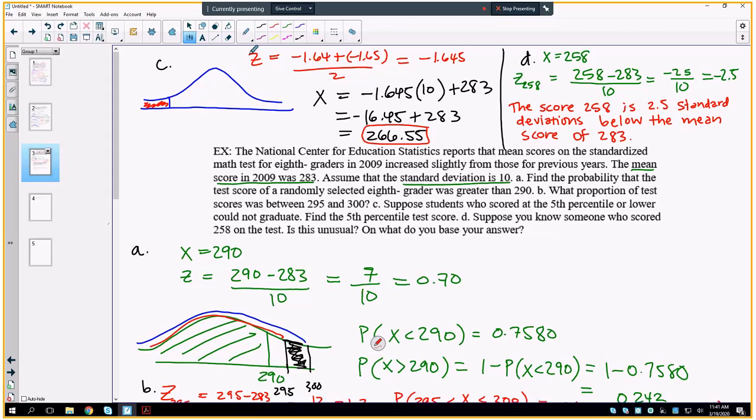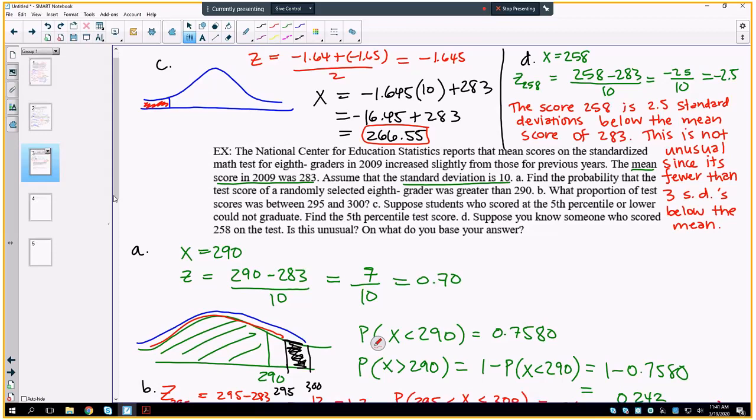So although that's a little low, we said that we needed to be 3 standard deviations in order to call it unusual. So we say this is not unusual since it's fewer than 3 standard deviations below the mean. And that's the answer to my question.